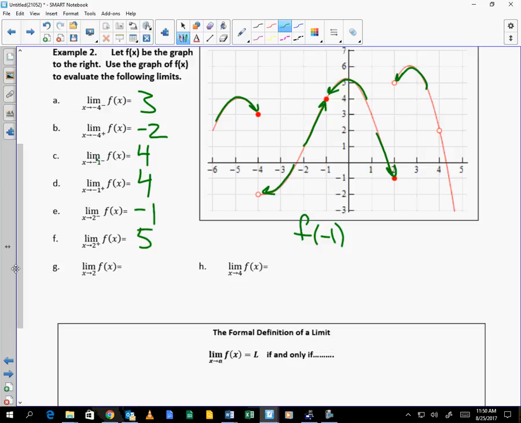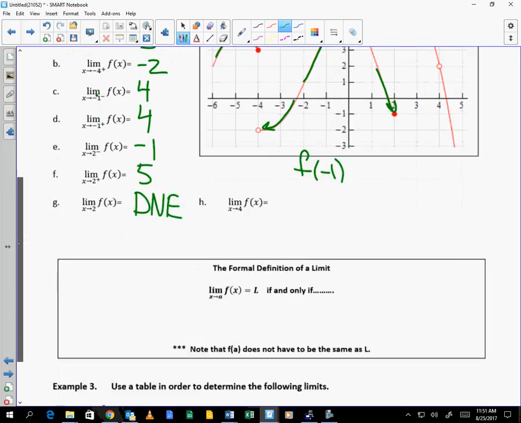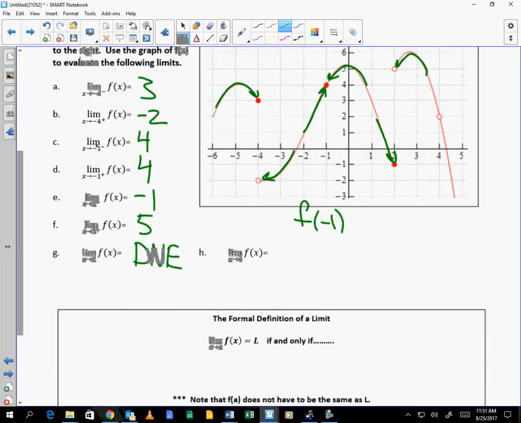So this is the question. What is the limit then as x approaches 2? Do you see a one-sided limit here? No, this is a two-sided limit. We say this does not exist. And the reason why is the left-handed limit is different than the right-handed limit.